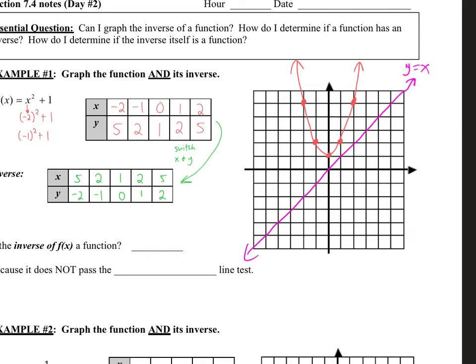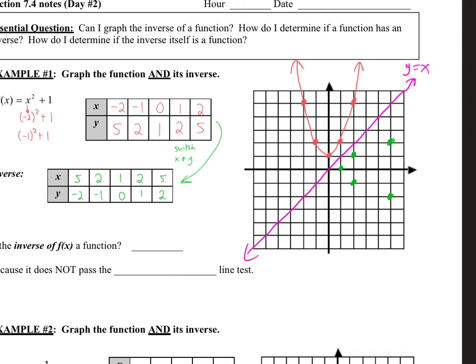So 5, -2 is right 5, down 2: 2, 3, 4, 5, down 2. Then we have 2, -1. We go right 2, down 1. Then we have 1, 0, which is right 1, stay on the x-axis. 2, 1 is right 2, up 1. And then we have right 5, up 2: 1, 2, 3, 4, 5, up 2.